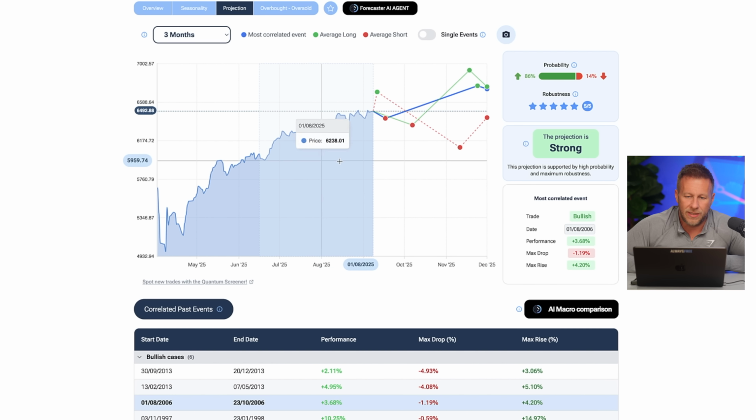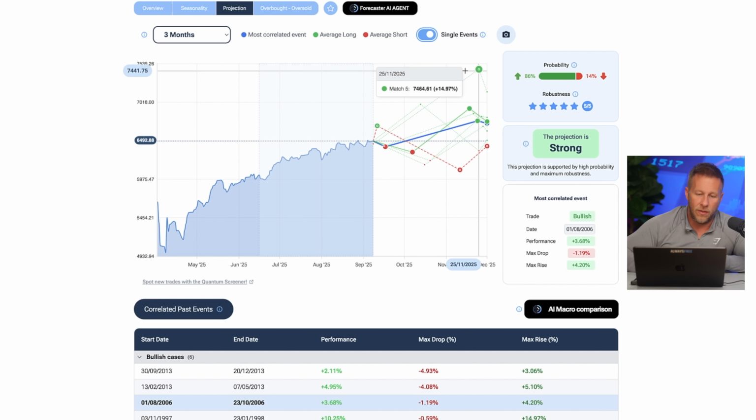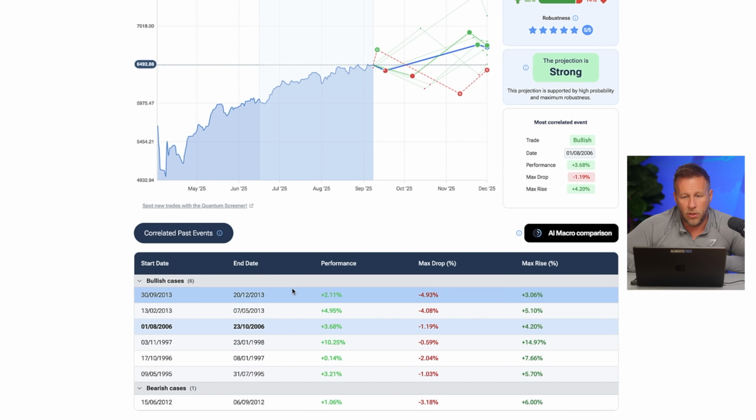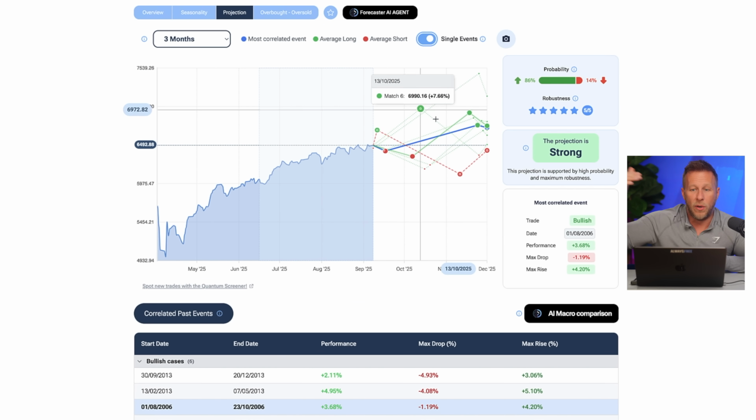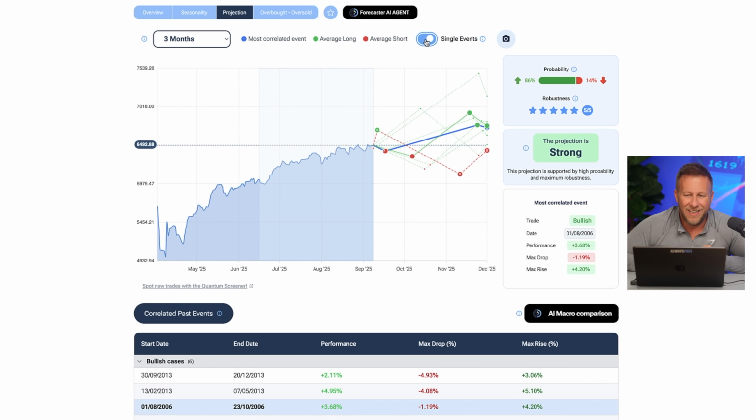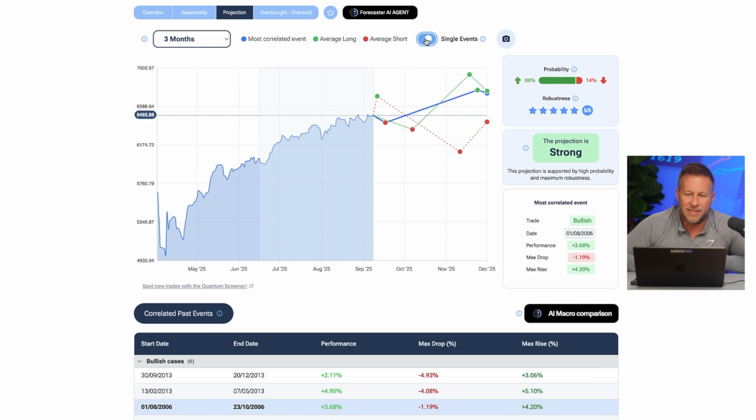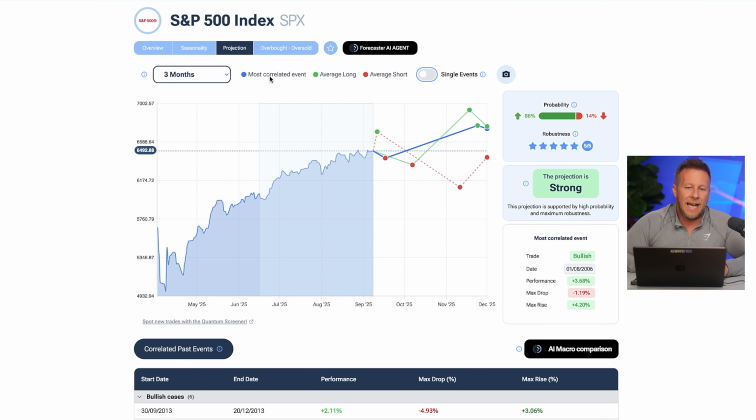You can also look at the single events, okay, and you can see every single event that's down here plotted on the graph. And if all of those end up higher, that's a really great indication, gives you a lot of confidence. But let's take a look at a different scenario. Let's take a look at a Forex pair. And for those of you who are traders, this time we'll look at a short.